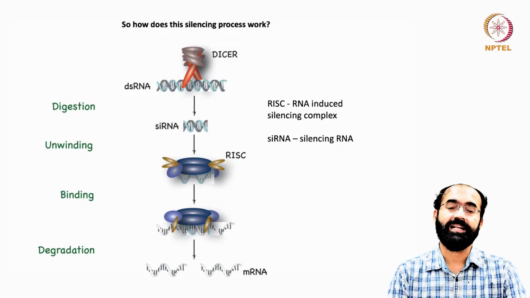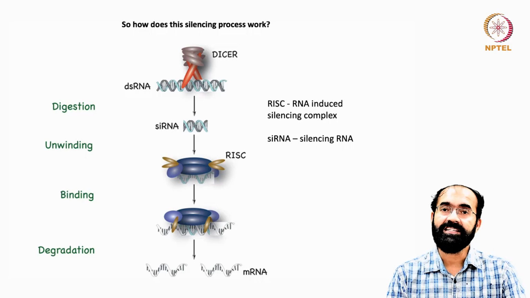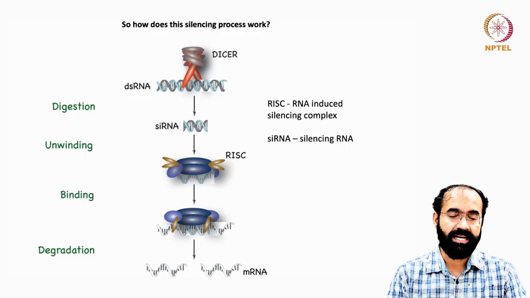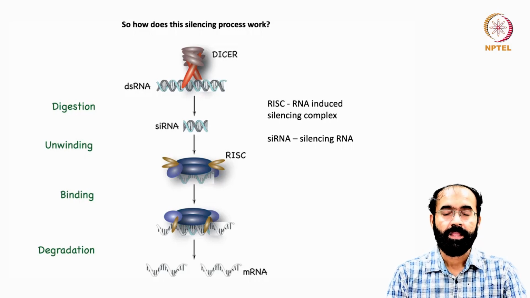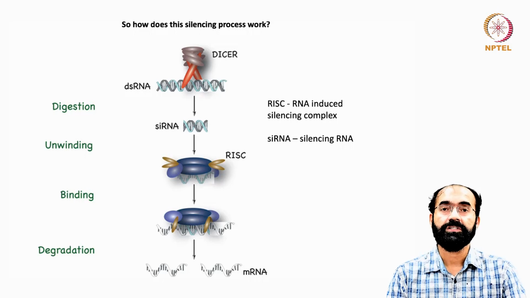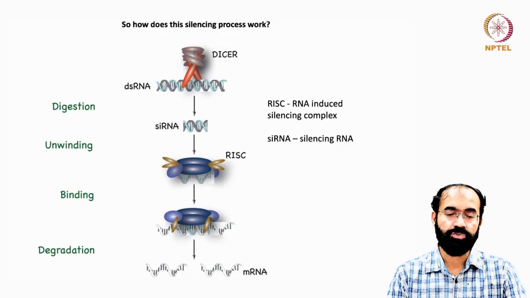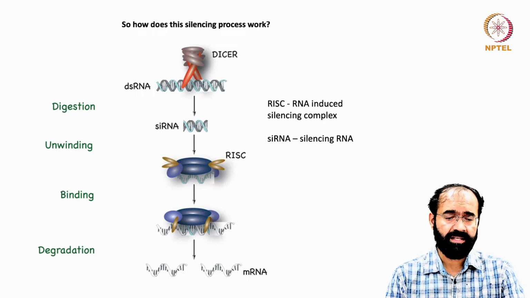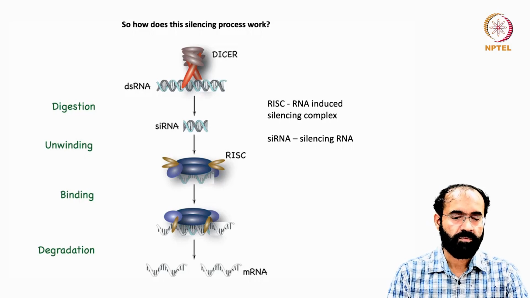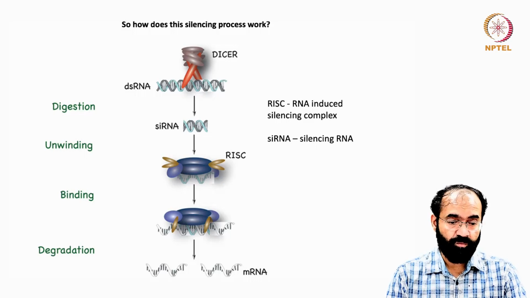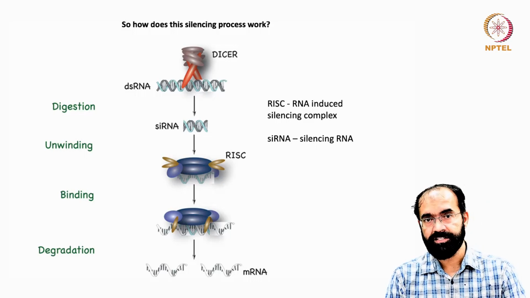So when you put double-stranded RNA into the cytoplasm, Dicer acts on it, and this is called digestion by Dicer. This can trigger the formation of tiny RNA fragments, which we call siRNA, and this siRNA can cause the formation of the RNA induced silencing complex. We call it RISC, and this RISC can further give rise to degradation of the mRNA. So you have digestion, unwinding, binding and degradation.